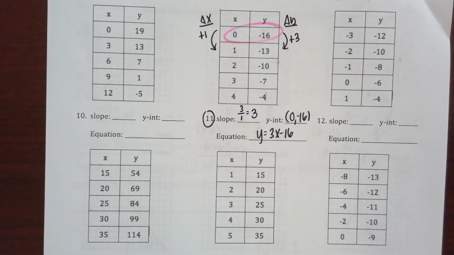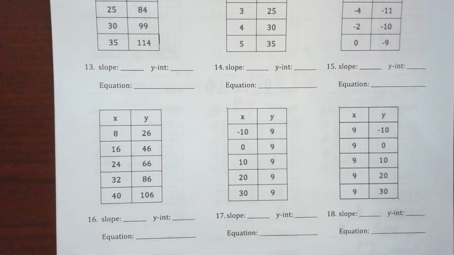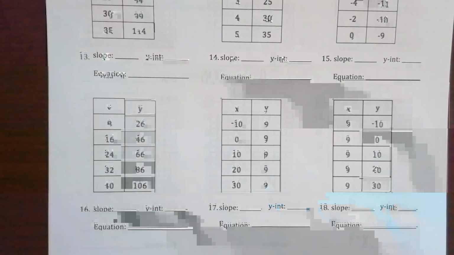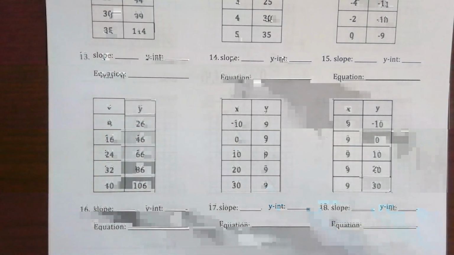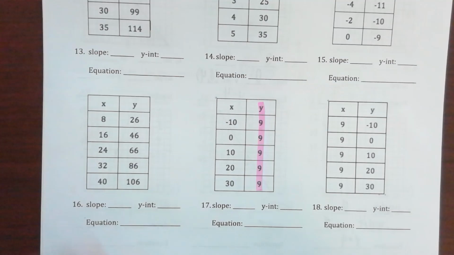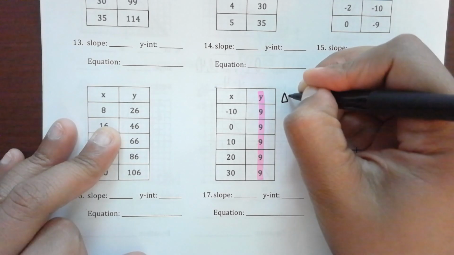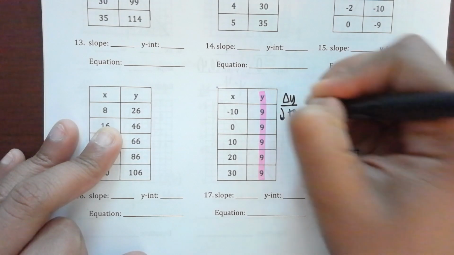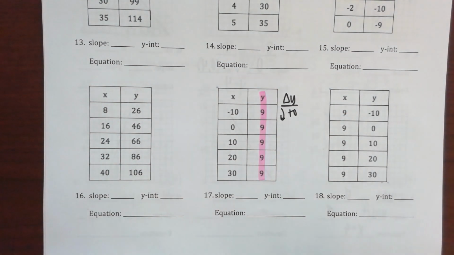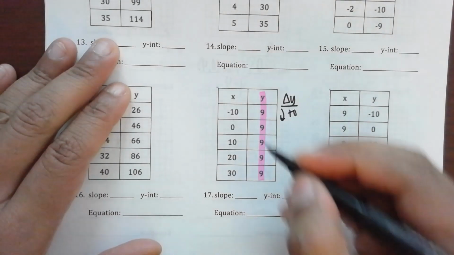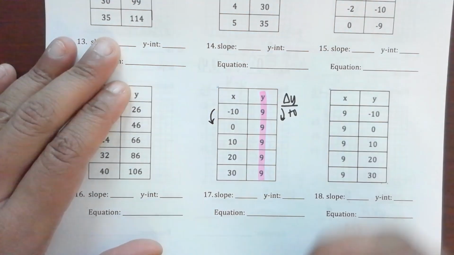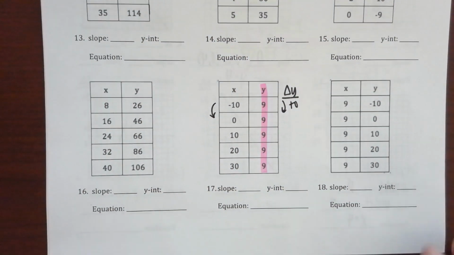Oh, hang on real quick. Look at one more for me, number 18. What do you notice is happening on the right side of number 17? What's staying the same? y. So that delta y would be what? 0. It would never change. So my slope would end up being 0 over whatever this is changing by. What is 0 minus a negative 10?